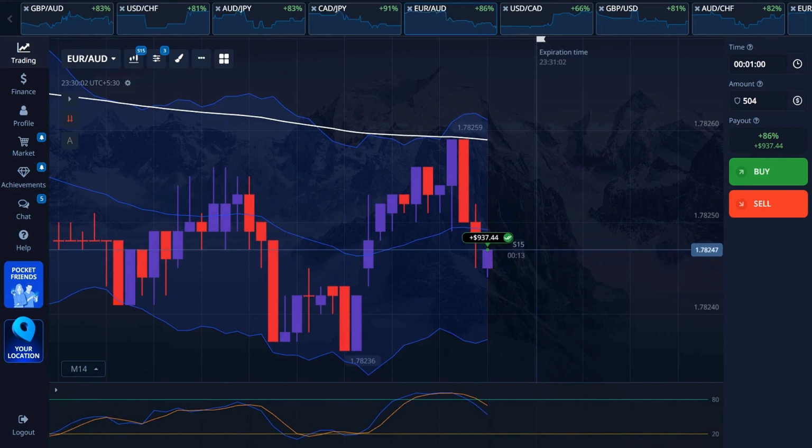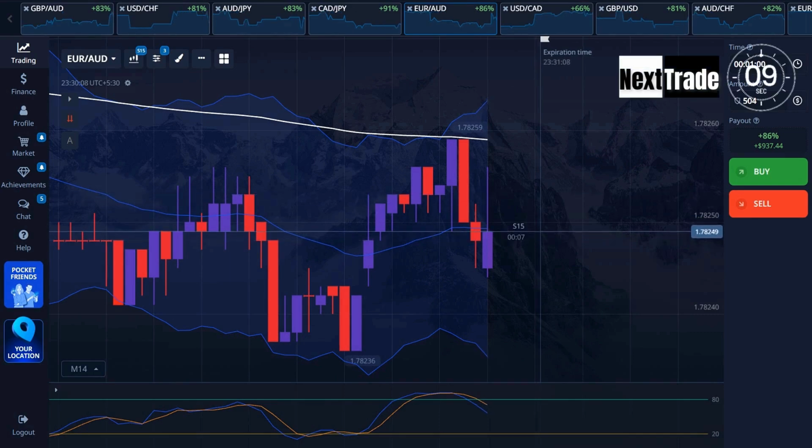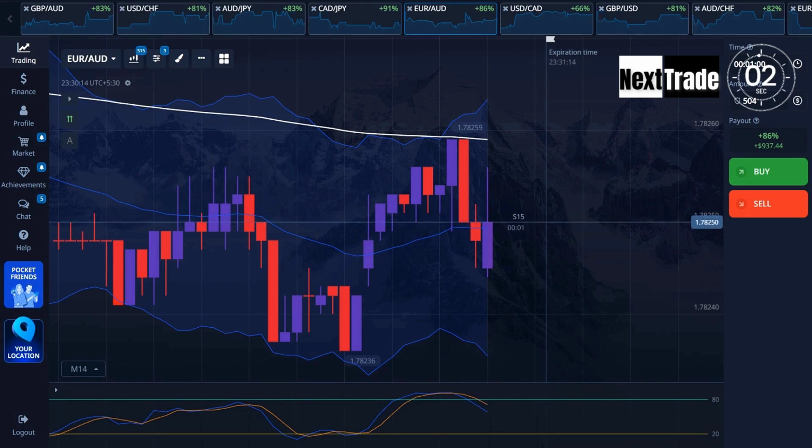And that's another win. Price respected the trend, rejected the upper Keltner band, and followed through exactly as planned. This is why I love triple confirmation. It keeps you disciplined and filters out a lot of bad trades.